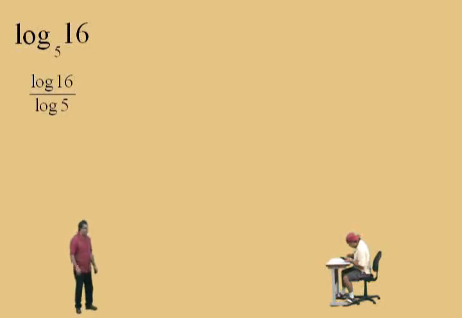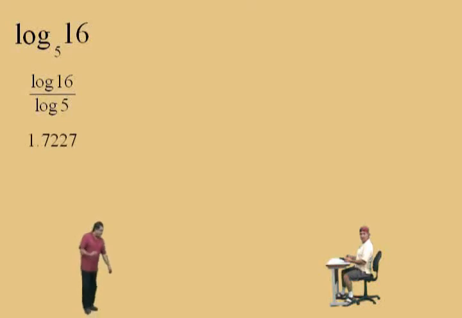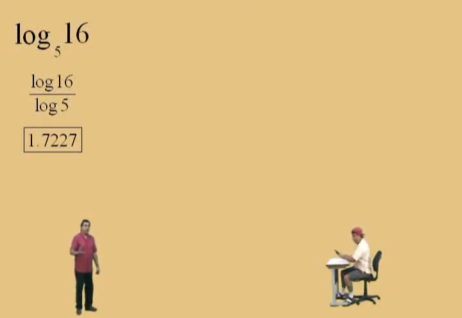Get your calculator out, all you calculator kids. Calculate log of 16 and divide by log of 5. And what do you get, Charlie? 1.727. 1.7227. Man, he's pretty fast. Now, here we're rounding to the nearest 10 thousandths. Now, if you're in a chemistry class, you got to be very careful with significant figures. We'll talk about significant figures when you do logarithmic calculations in our next video, okay?